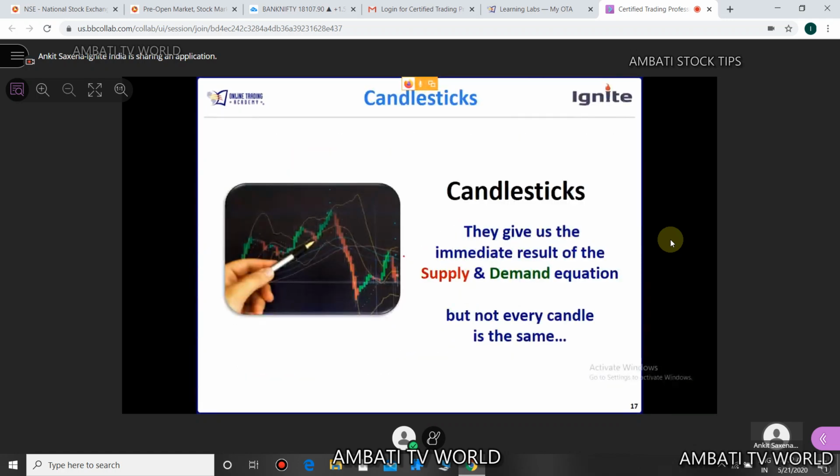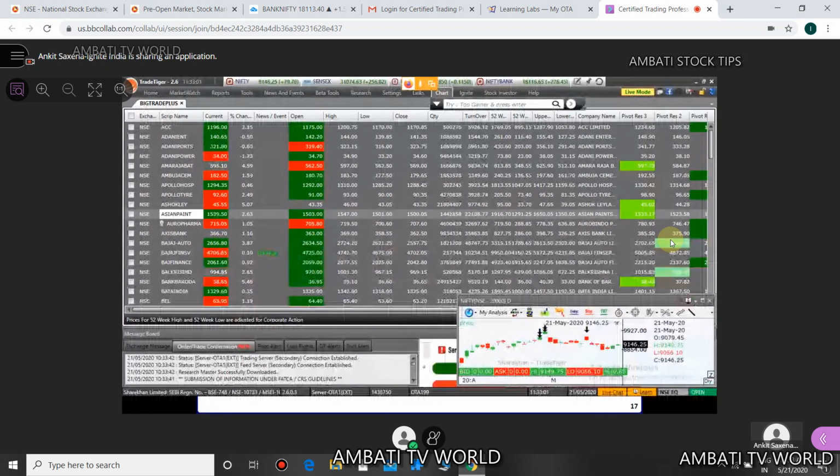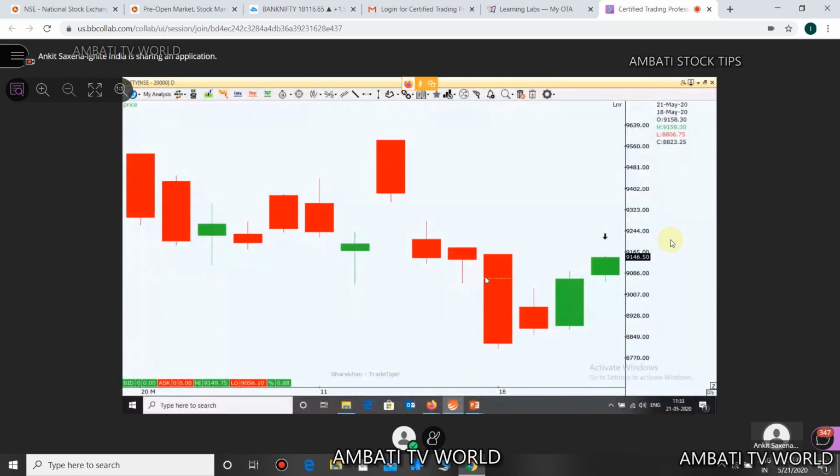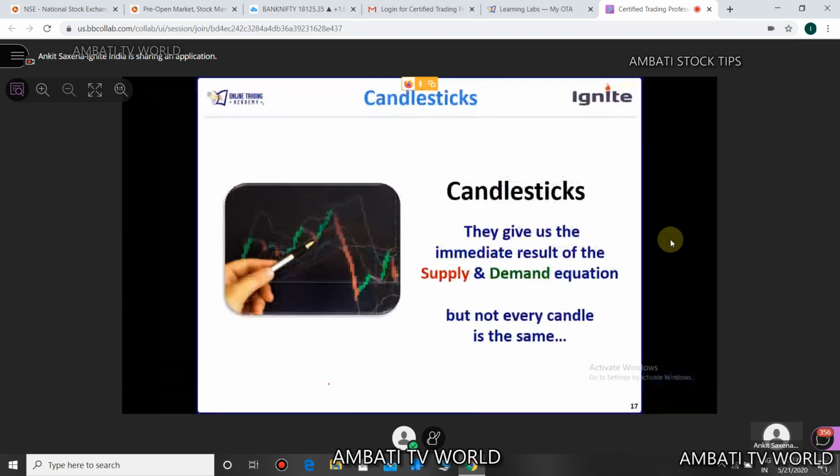Now, candlesticks give us the immediate result of the supply and demand equation. But not every candle is the same. If you see here, can you see every candle is of the same shape and size? No, every candle is of a different shape and size, isn't it? But not every candle is the same.